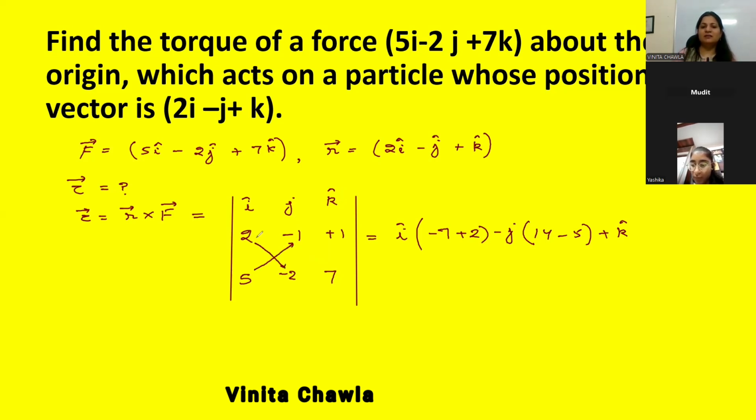Again, we'll cross multiply these numbers this time. So we have -4 and he'll put a negative sign, minus minus plus, 5 1s are 5. This is how we do. So your answer is -5 I cap. 14 minus 5 is 9. -9 j cap. And this is +1 k cap.